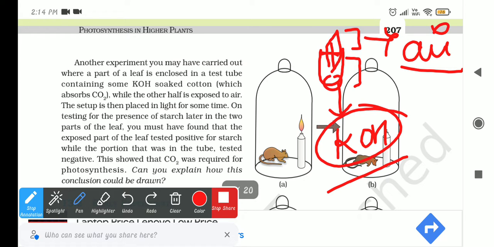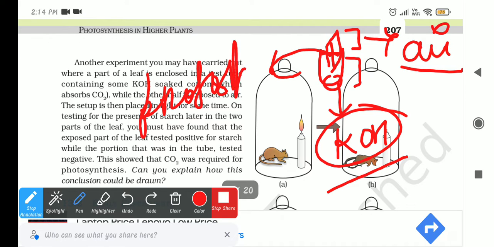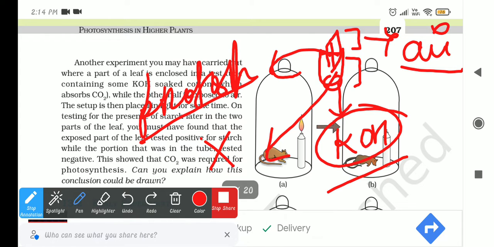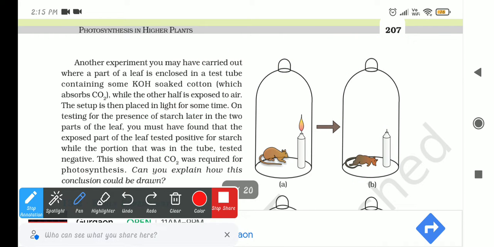So in this setup, where starch is present, it will show that the process of photosynthesis has taken place, and here the process will not take place. Why is that going to happen? Because in the test tube we had KOH soaked cotton. It will absorb all the CO2. So the leaf will not be able to trap the CO2 and sunlight, and because of it, it will not be able to perform photosynthesis.